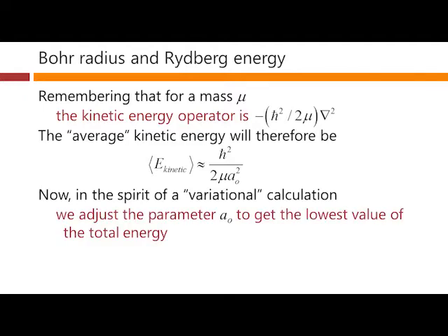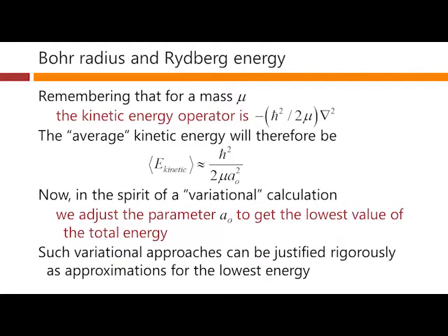And in an approach like that, we adjust a parameter such as A naught here to try to get the lowest value of the total energy. And as I said, such variational approaches can be justified rigorously in more complete versions of a theory as approximations for getting to the lowest energy.